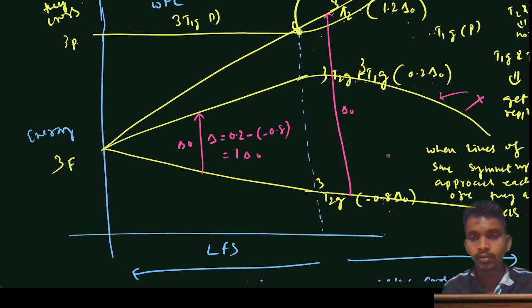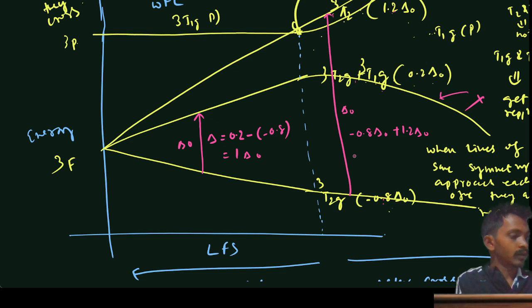This delta naughts, so this is minus 0.8 delta naughts and plus 1.2 delta naughts. Just a minute, this value has to be 1 delta naught.